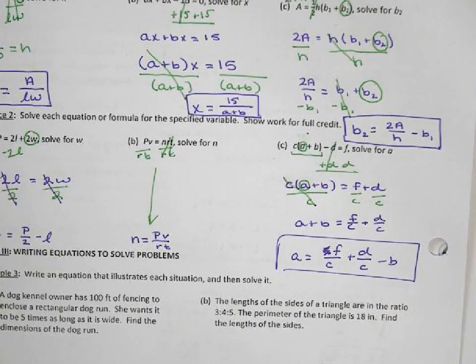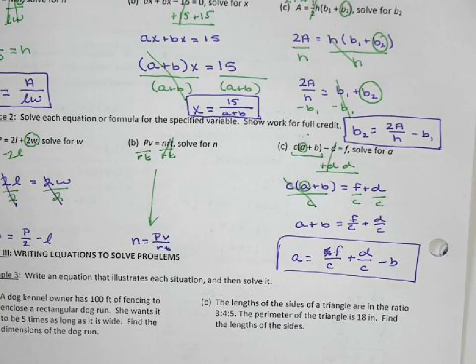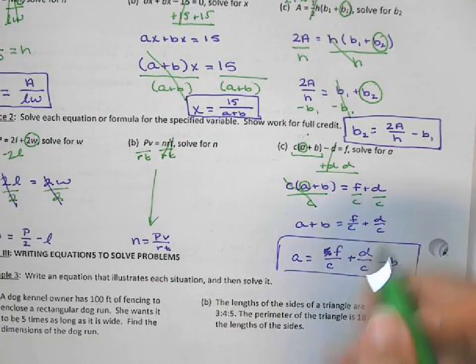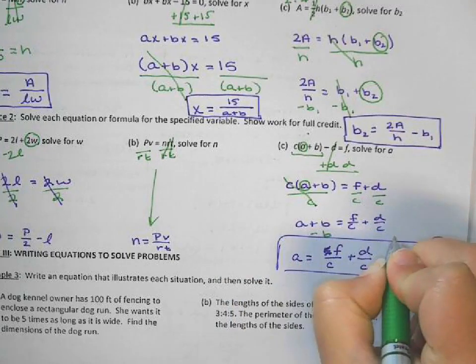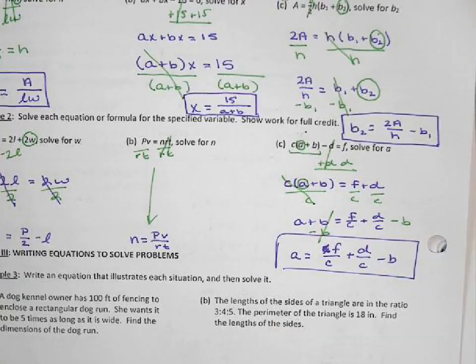And then what comes next? We're trying to get a alone, and it's being added to b. So subtract b on both sides. And that's going to be a separate term. If you wrote it underneath, it doesn't matter because eventually you're going to have to write it off to the right because it is a whole separate term. And that's how we get that final answer.